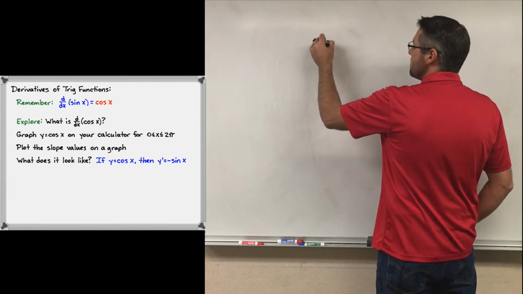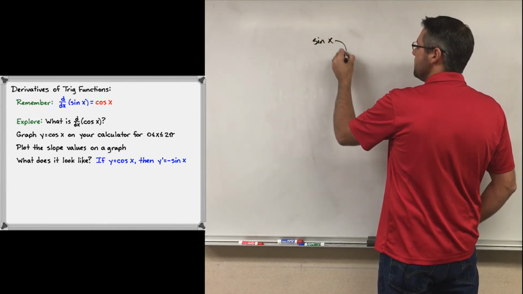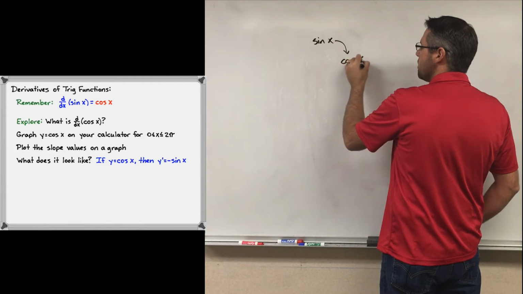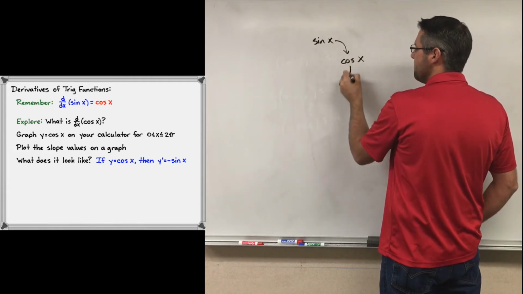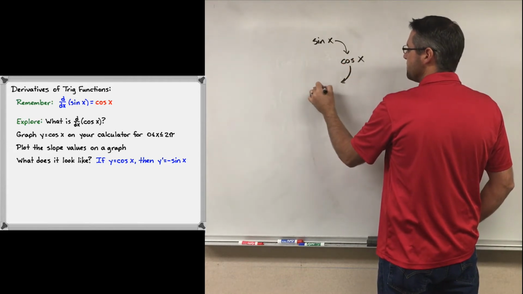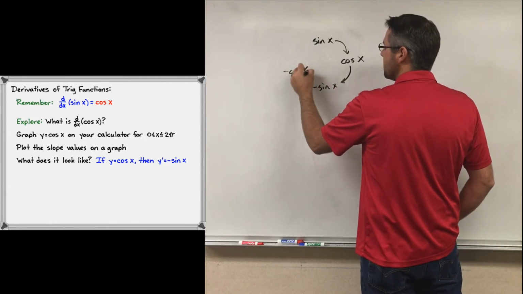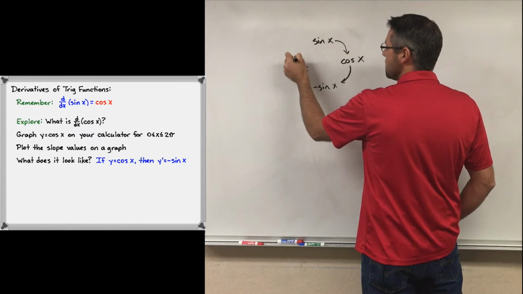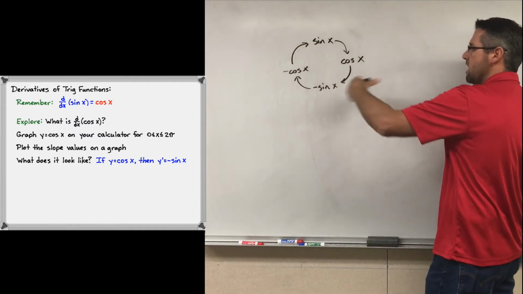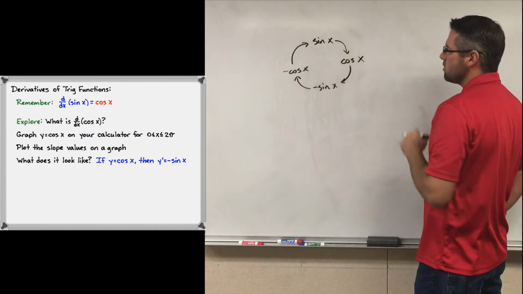If I'm talking about sine of x, the derivative of sine of x is cosine of x. The derivative of cosine of x is negative sine of x, and the derivative of negative sine of x is negative cosine of x. And therefore, the derivative of negative cosine of x is back to sine of x. So it's kind of cool that it goes in a circle like that.